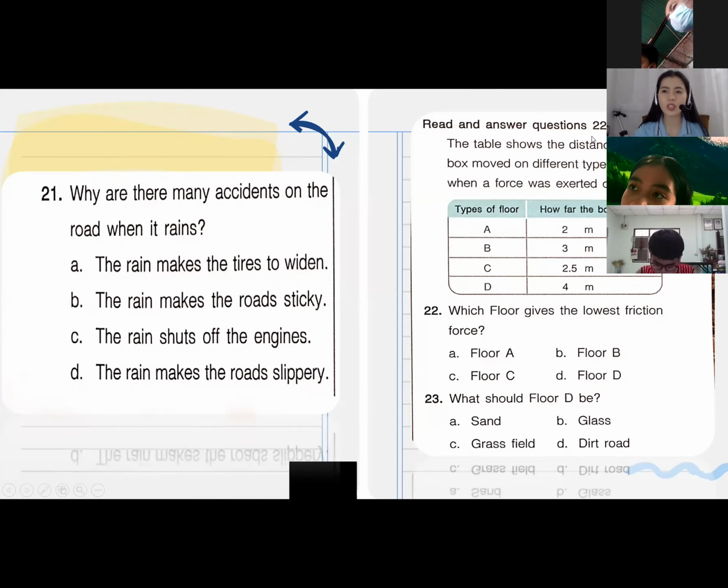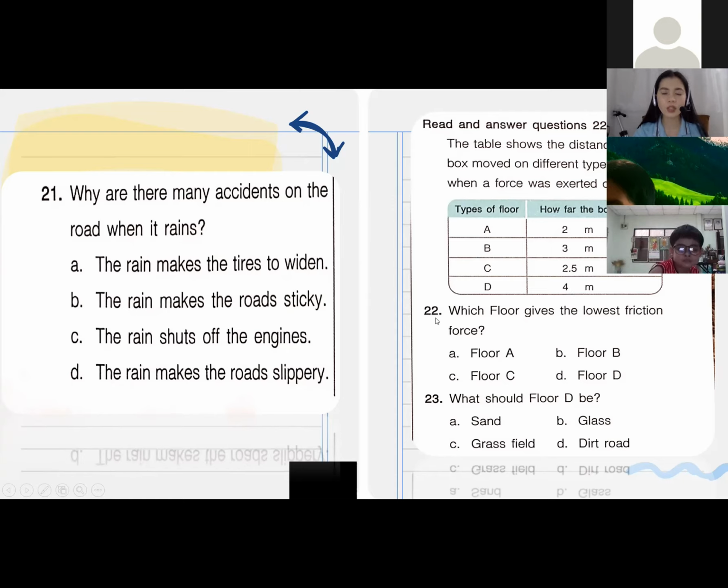So read and answer questions 22 to 24. The table shows the distances that a box moved on different types of floors when a force was exerted on it. For column A, we have the type of floor: floor A, floor B, floor C, and floor D. On the second column, we have the distances. Floor A traveled 2 meters. B, 3 meters. C, 2.5 meters. And D traveled 4 meters.